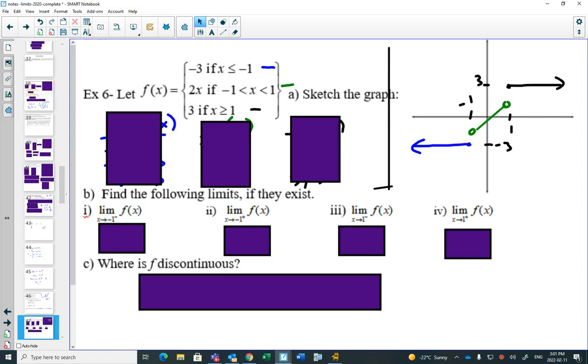Oh, I like the colors. I like the highlighters. Yes.